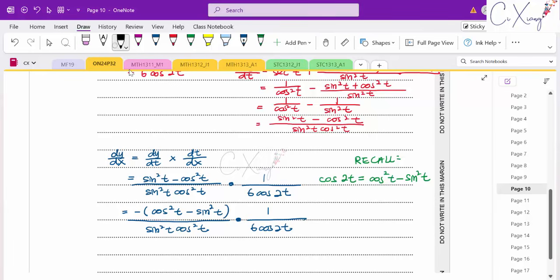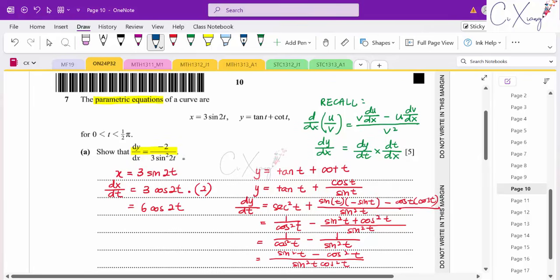Okay, so you can actually try to cancel cos square minus sine square with cos 2t, because cos square minus sine square equals cos 2t. So you simplify these two. Okay? Then next one. How can I simplify my equation further?